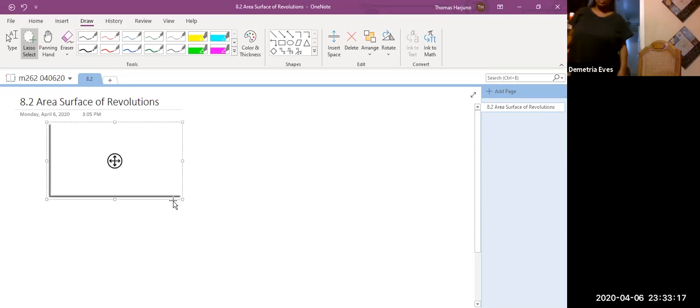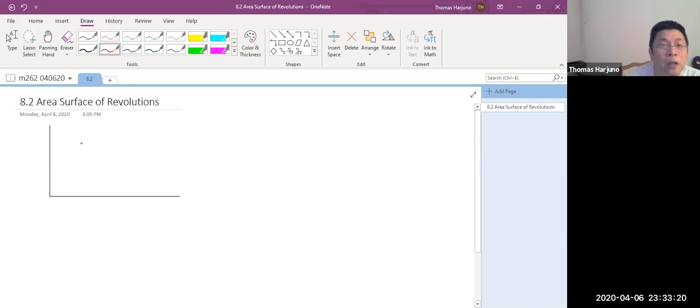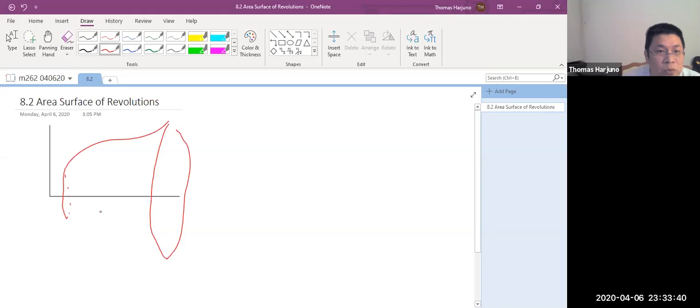Suppose I have a curve that looks like this. Now the surface area of revolution that we are looking for is the surface area of this solid if we revolve it with respect to the x-axis, or with respect to the y-axis later. So it looks approximately like this. So what's the area of this figure here if I revolve that with respect to the x-axis? That's what we are going to do.